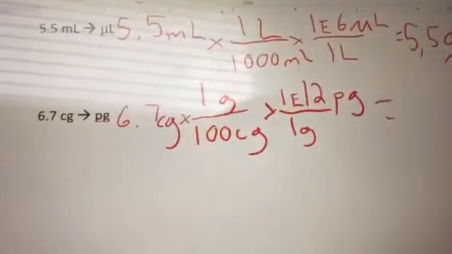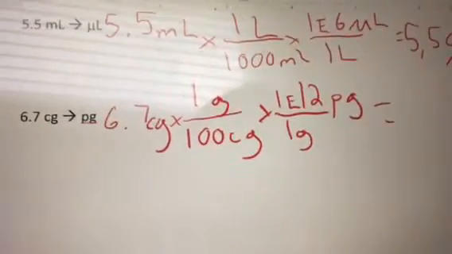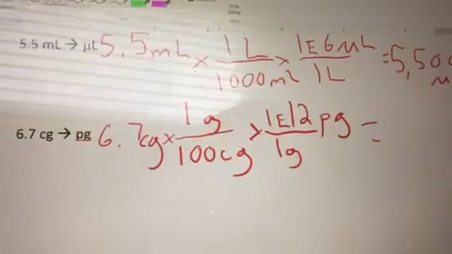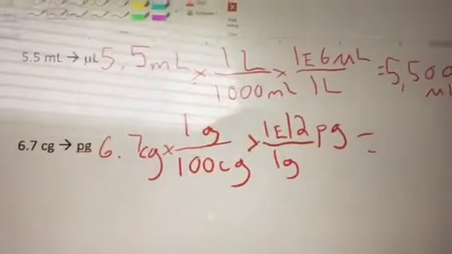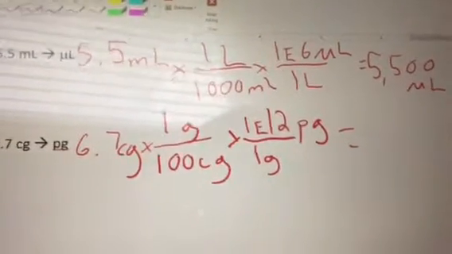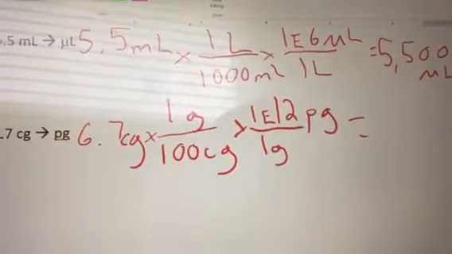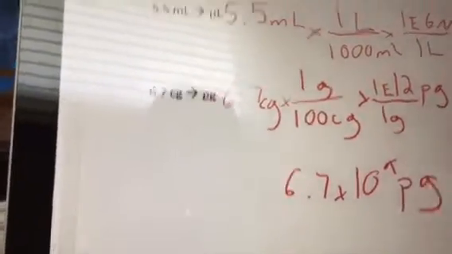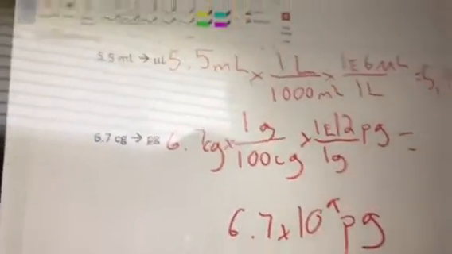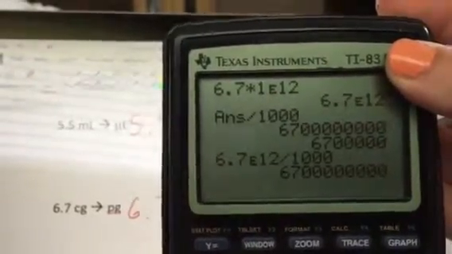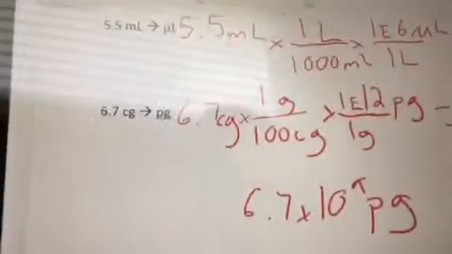Okay, divided by 100. And I need to put this in scientific notation. This is going to be hard for me to look at. 0.7 times 10 to the 12. 1, 2, 3, 4, 5, 6, 7, 8, 9. I came up with 6.7 times 10 to the 9th picograms. I would double check that because there's a lot of zeros and I'm not entirely sure. Here, we can look at that there. Yeah, that should be 6.7 times 10 to the 9th picograms.